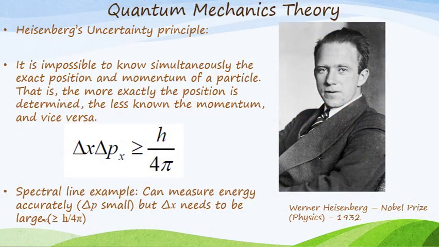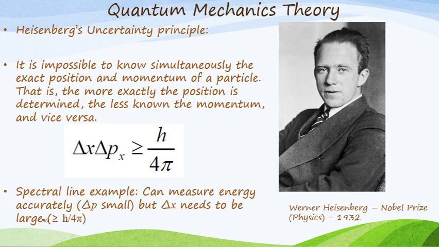So this is part 3 of Unit 1, where we extend our discussion to quantum mechanics. Moving on from atomic theory, I mentioned at the end of the previous part Heisenberg's uncertainty principle. Werner Heisenberg won a Nobel Prize in Physics in 1932 for this work, where he showed that it's impossible to know simultaneously the exact position and momentum of a particle. That is, the more exactly the position is determined, the less known the momentum, and obviously vice versa.